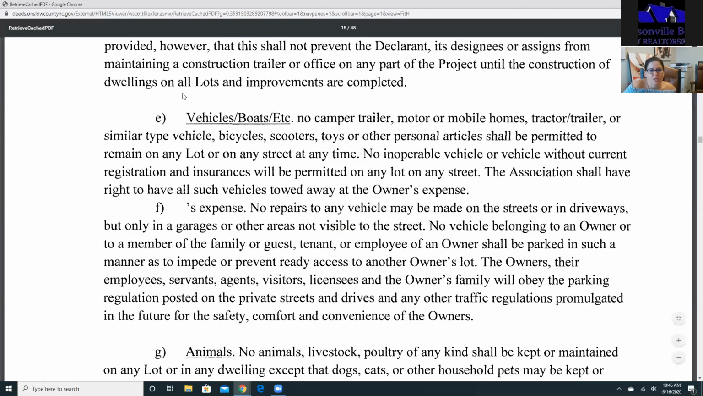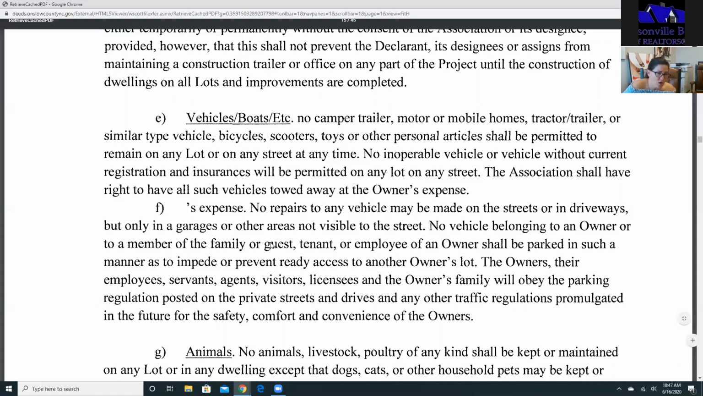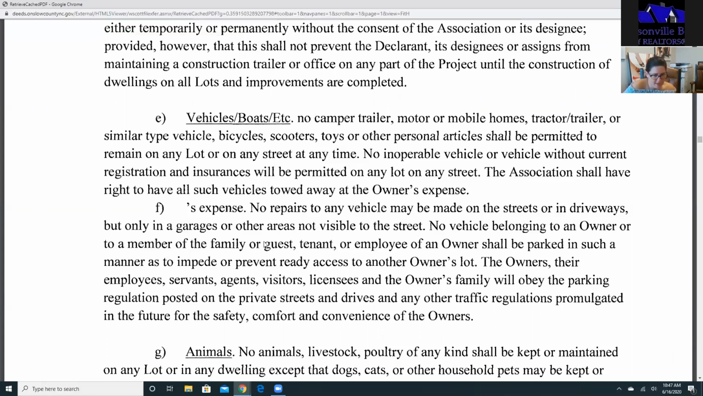So here we go. We're used to seeing this: no boats parked in front of the homes, all of that kind of stuff. But read through it. No camper, trailer, motor, mobile homes, tractor trailer, or similar type of vehicle, bicycles, scooters, toys, or other personal articles shall be permitted to remain on any lot or on any street at any time. This neighborhood actually means that if your kid leaves their bike in the front yard, you can be fined for that.